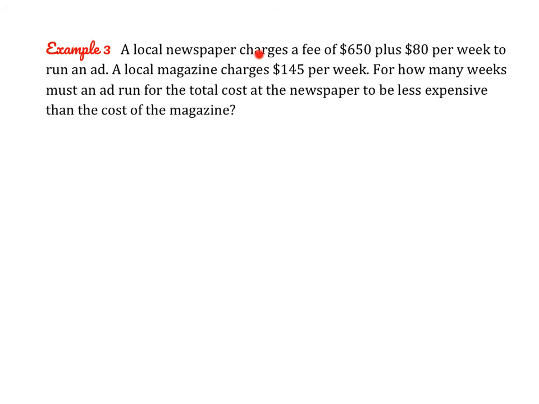So you can see that the newspaper has that upfront fee of $650, but it's cheaper per week. And the local magazine has no upfront cost, but it's more expensive per week. So they're asking us for how many weeks must an ad run. So let's define our variable. W equals number of weeks.